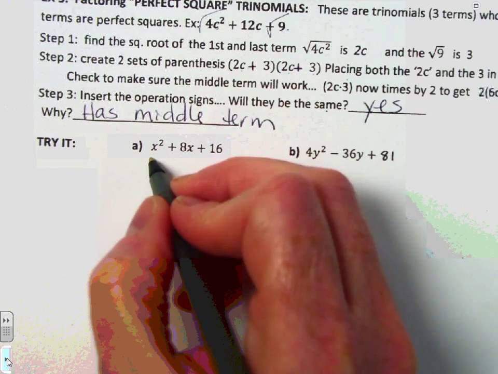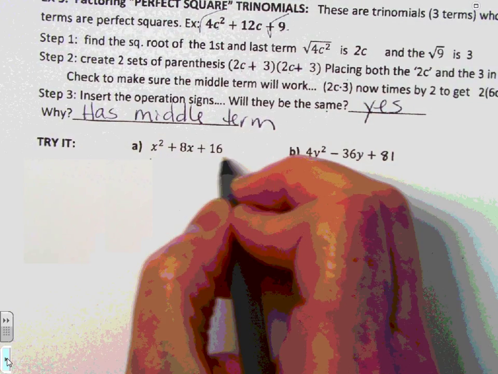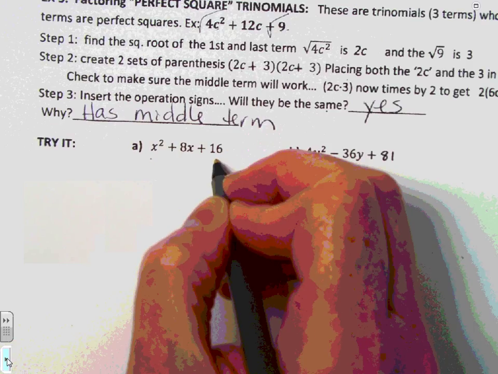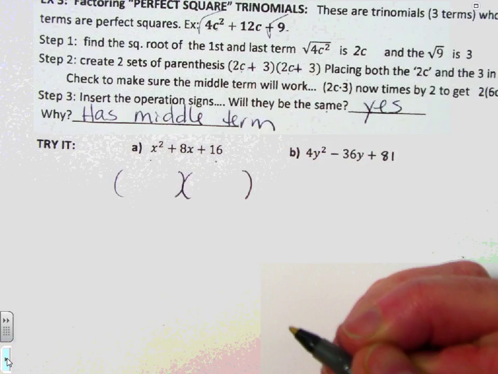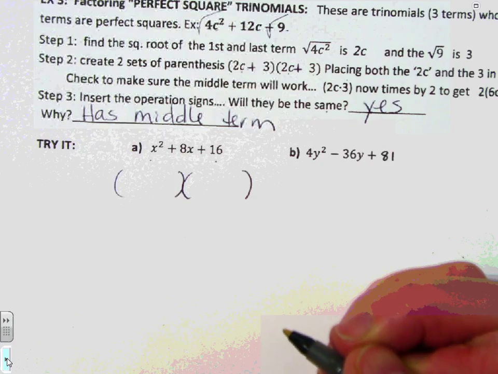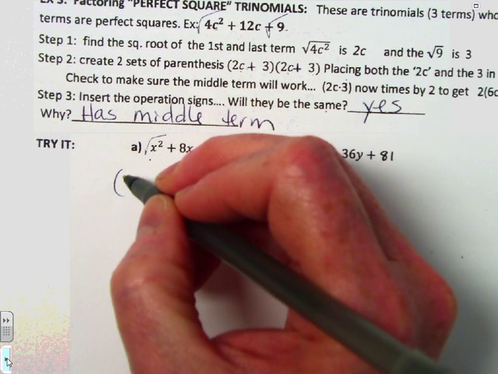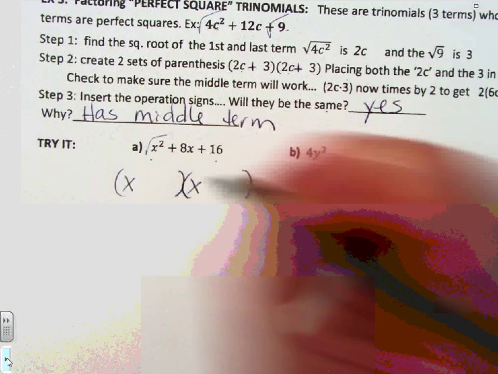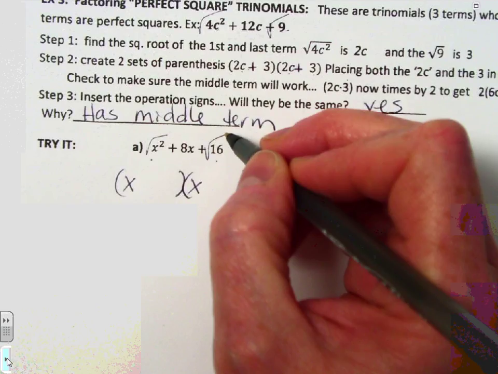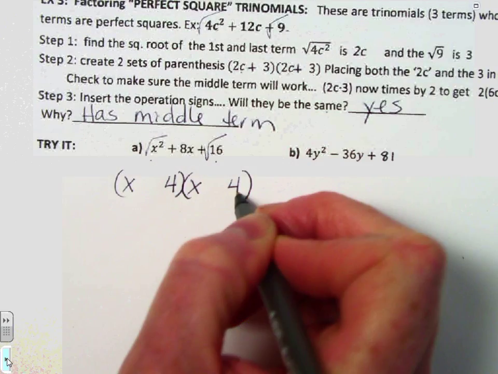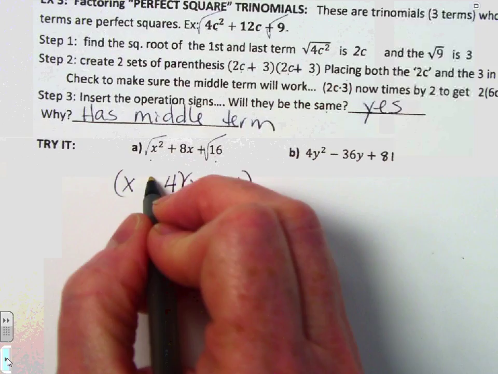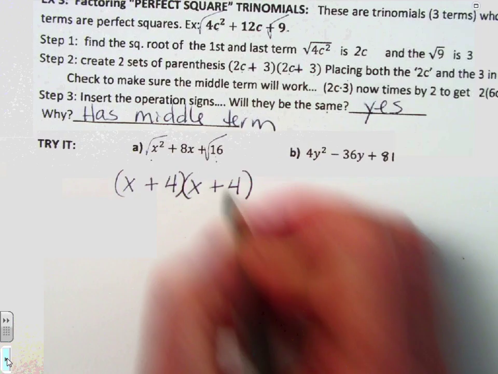Does the first term have a square root? Does the last term have a square root? Okay, I'm going to build my 2 identical sets of parentheses. The square root of x squared is x, goes in both sets of parentheses. The square root of 16 is a 4, goes in both sets of parentheses. Everything is positive, so I have positive signs.